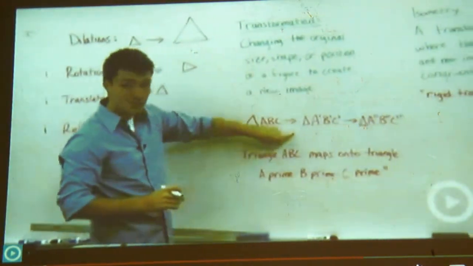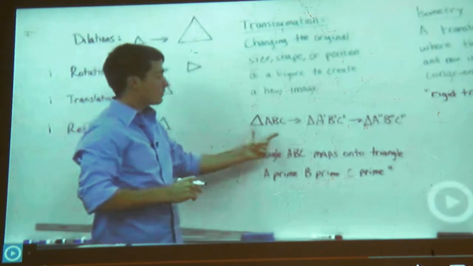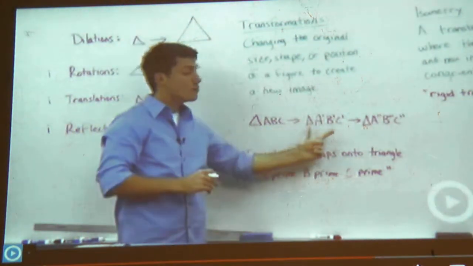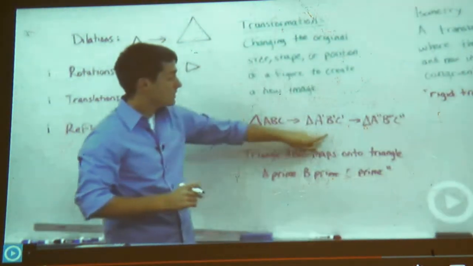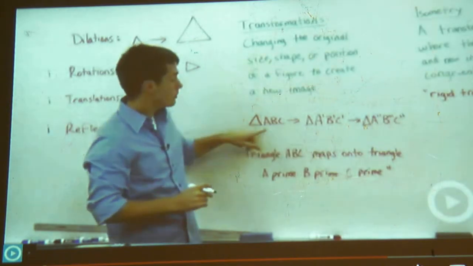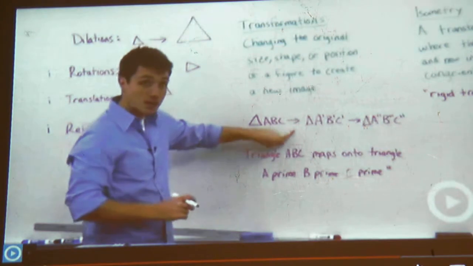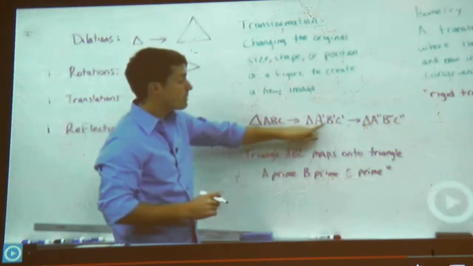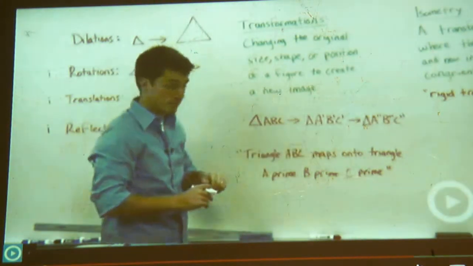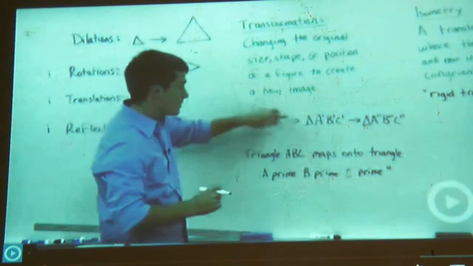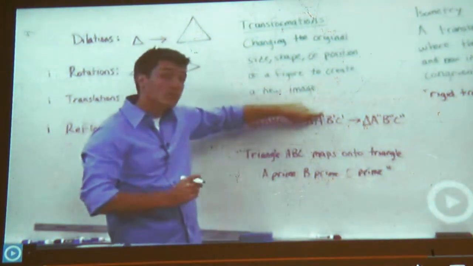How do we describe transformations? Well, we're going to use an arrow to show the original image going to our new image. So if you just made one transformation, you would write this as triangle ABC maps onto triangle A', B', C'. And I've written that down below. So those little apostrophes actually mean prime.